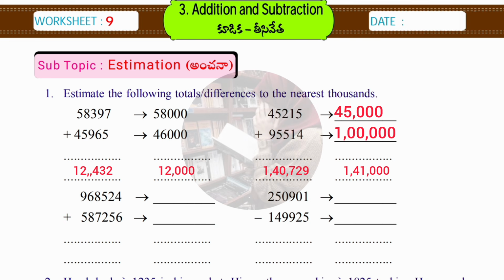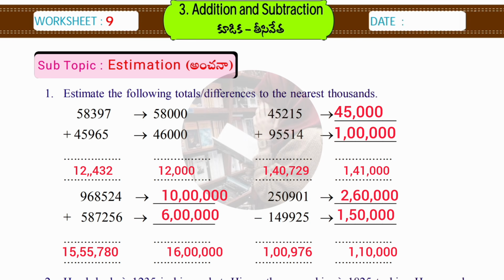In the same way you have to do the rest of these two sums. Please pause and write it down, guys. Here 9,68,000 is given, so its nearest will be 10 lakhs. The next number is 5,87,000, so it can be taken to the nearest 6 lakhs. The answer we got is 15,55,780, so this one we can keep near to 16 lakh. Write at least the last one by yourself, and then check your answer whether you wrote correct or wrong.